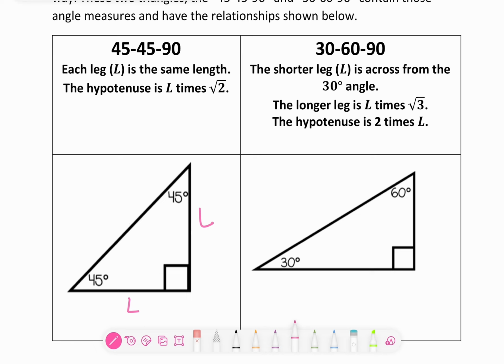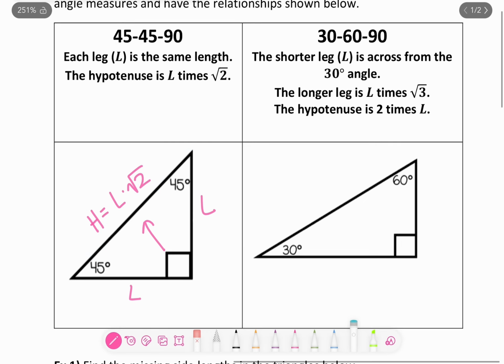The hypotenuse, on the other hand, is L times the square root of 2. So the hypotenuse on a 45-45-90 is whatever the leg is times the square root of 2. So that relationship is fairly simple. Keep in mind that if you have one of the legs, then you have the other leg. And then if you want the hypotenuse, you just multiply that leg times the square root of 2. If you already have the hypotenuse, you will have to go backwards to find the leg, and I'll show you how to do that.